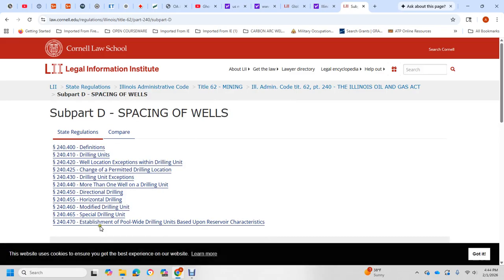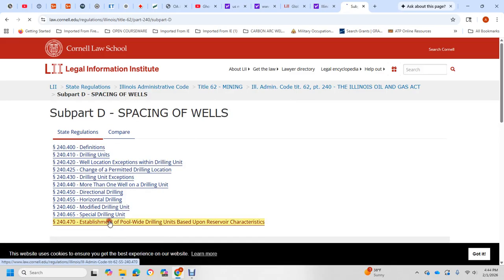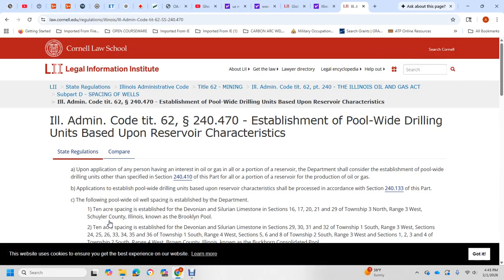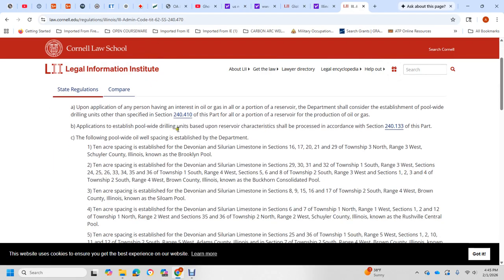Okay. Establishing pool-wide drilling units based on reservoir characteristics. Upon application of a person having an interest in the oil and gas of a portion of the reservoir, the department shall consider establishing a pool-wide drilling unit as specified in 244-10 for that portion of the reservoir producing oil or gas. Applications to establish pool-wide units based on the reservoir shall be processed in accordance with 240-133 of this part.